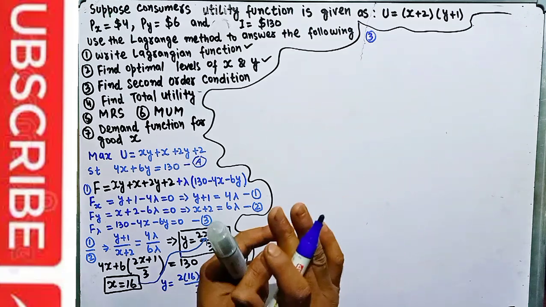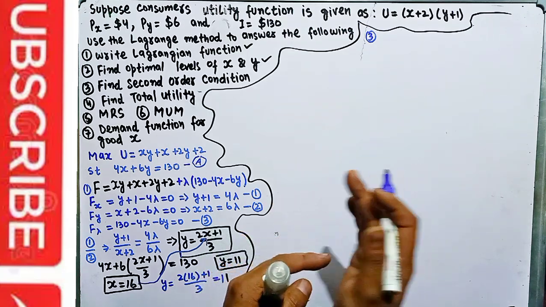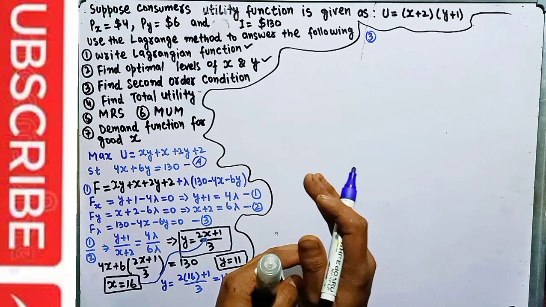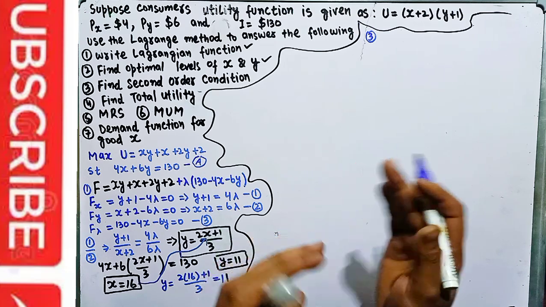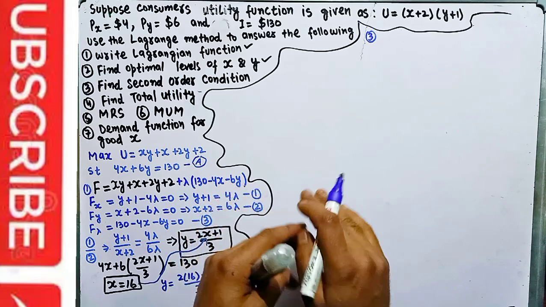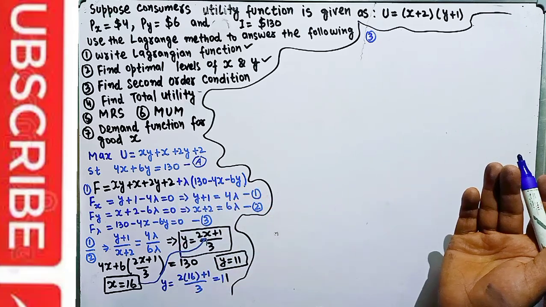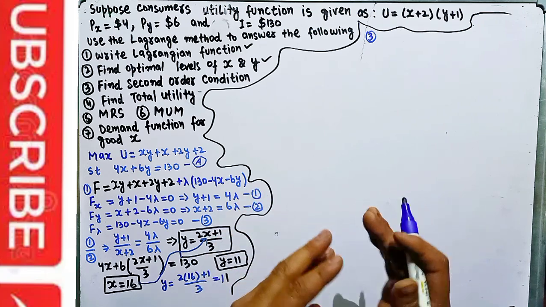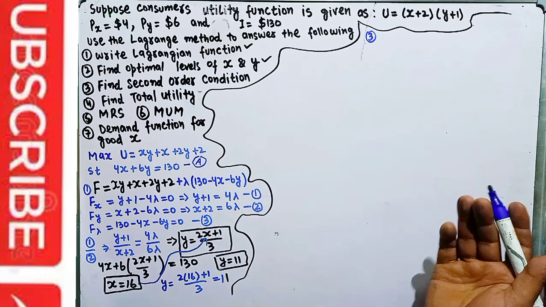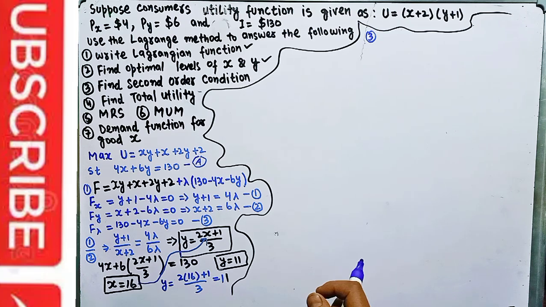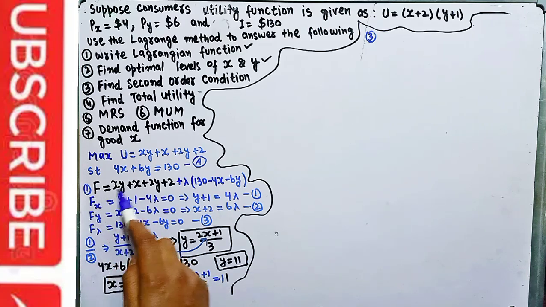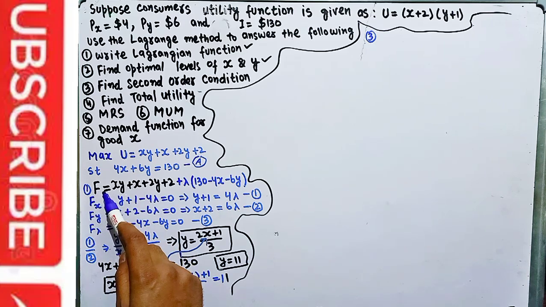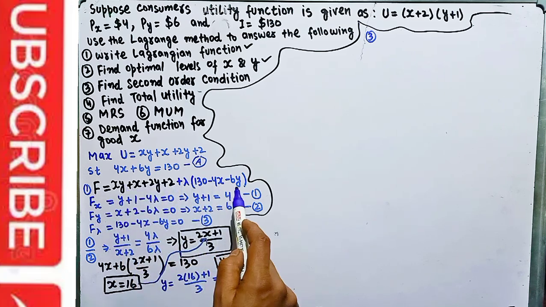Now, the second order condition can be expressed in terms of a bordered Hessian. So we need to construct a bordered Hessian matrix here. By bordered Hessian matrix, what exactly is meant is that we take the partials, that means second order derivatives, of this Lagrangian function.